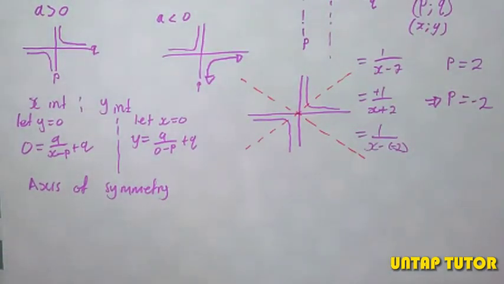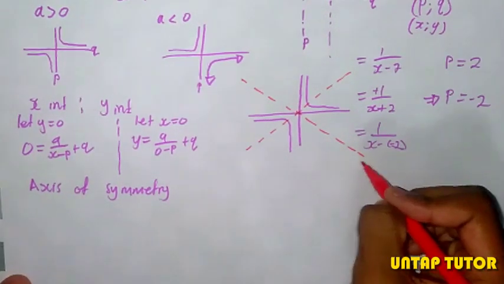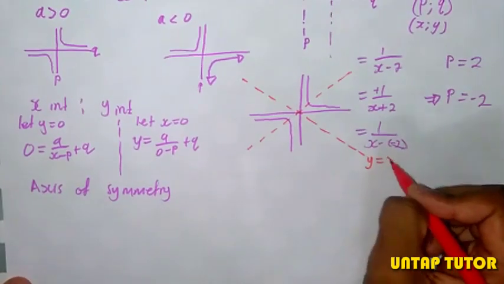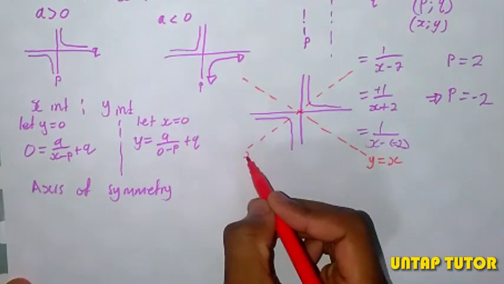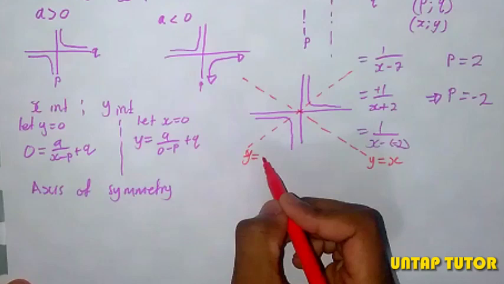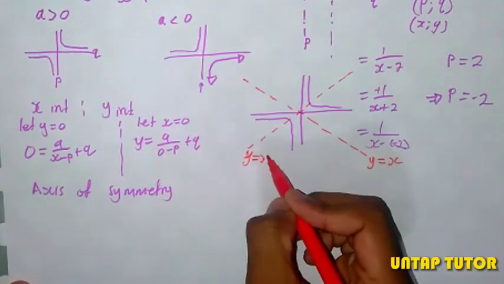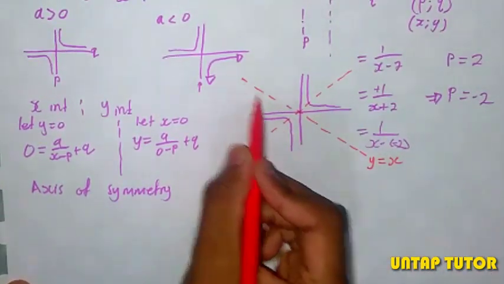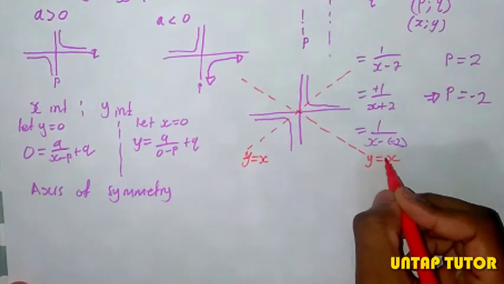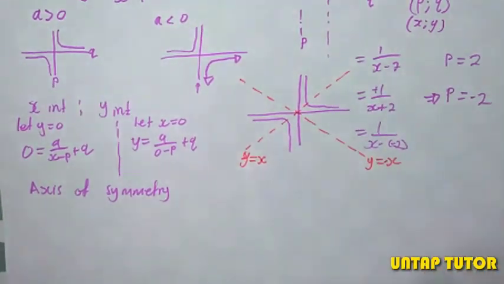And then what do we call these lines? This line is called y is equal to x, and this one is called y is equal to, no, actually this one is y is equal to x. This one is the one with the negative gradient, so it's y is equal to minus x. So simple as that. Those are the two lines in which we can flip our graphs in such a way that it still coincides with the previous graph.